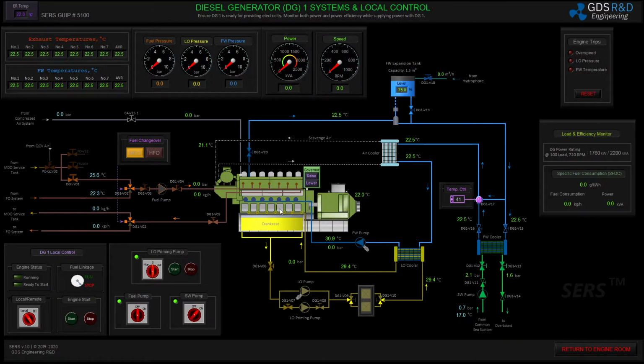I will line up my lubricating oil system. There are suction and discharge valves of lube oil priming pump, and I will use filter number 1. I'm going to start my lube oil priming pump in manual mode. I now can supply lubricating oil to my engine, which is about 2 bar of pressure.